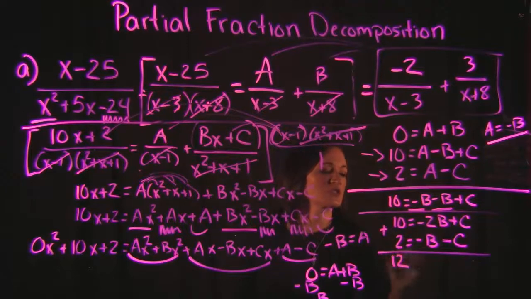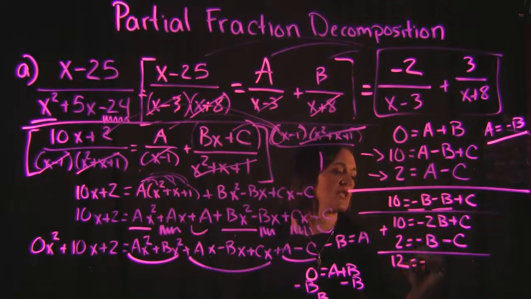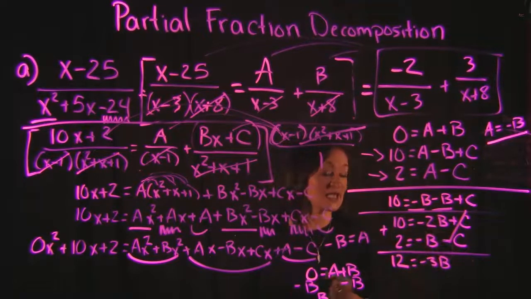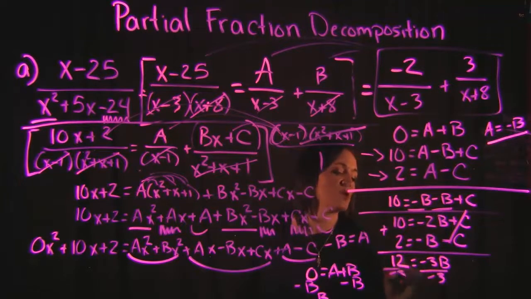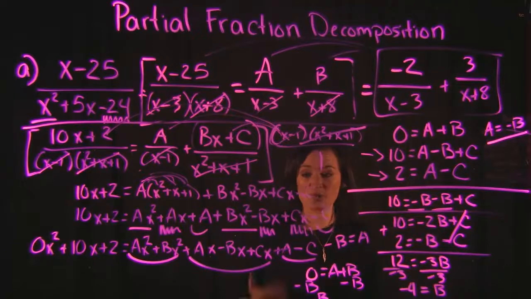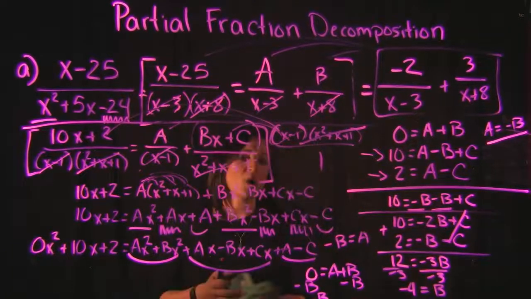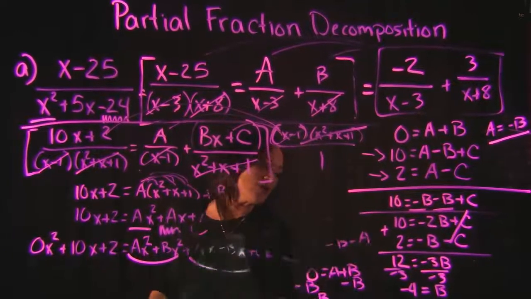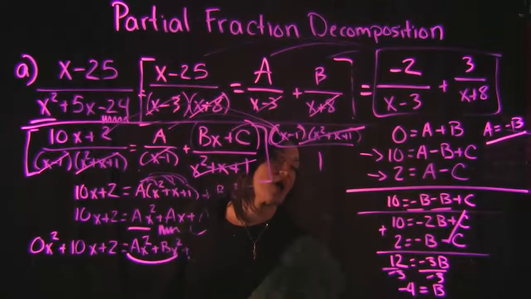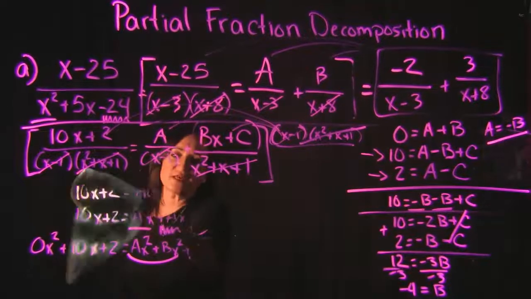10 plus 2 gives us 12. Negative 2b plus negative b is a negative 3b. And then a positive c plus a negative c cancels out. So here we have 12 is equal to negative 3b. All we have to do is divide both sides by negative 3, and we get that b is equal to negative 4. So now that we know that b is equal to negative 4, we can backtrack and figure out what some of the other values are equal to.